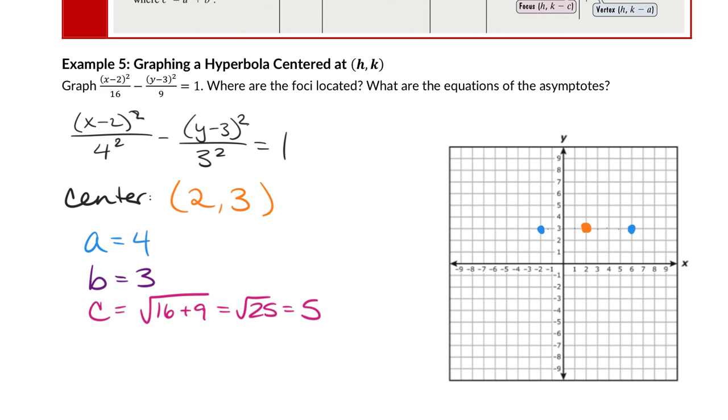But if I was writing those coordinate points, it is 4 plus 2, 3, 6, 3, and then 2 minus 4, 3, which is negative 2, 3. That's exactly where we put those coordinate points.